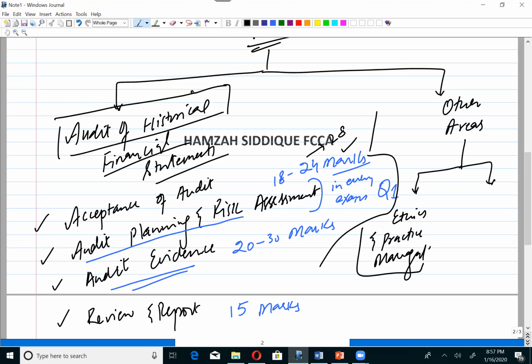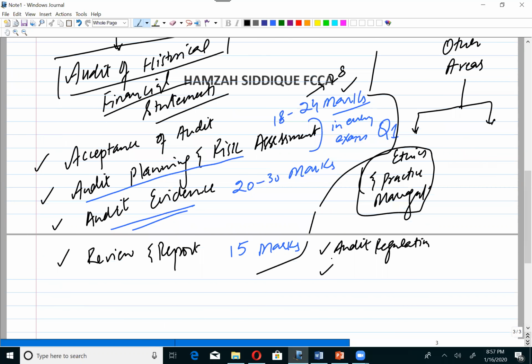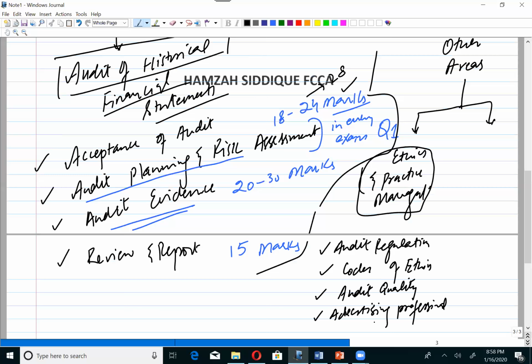Ethics and practice management area. It has the following topics. One, audit regulation, codes of ethics, and audit quality, accepting, and advertising, professional services.